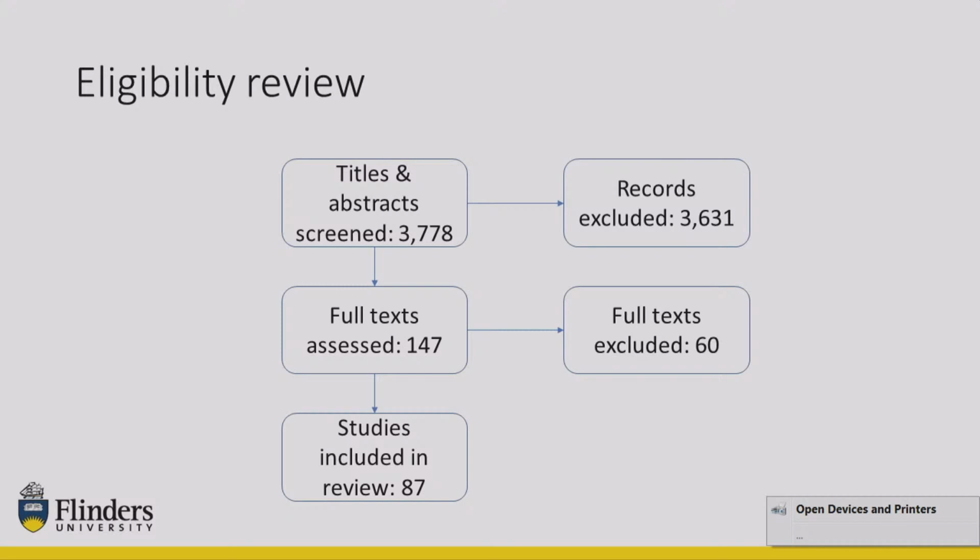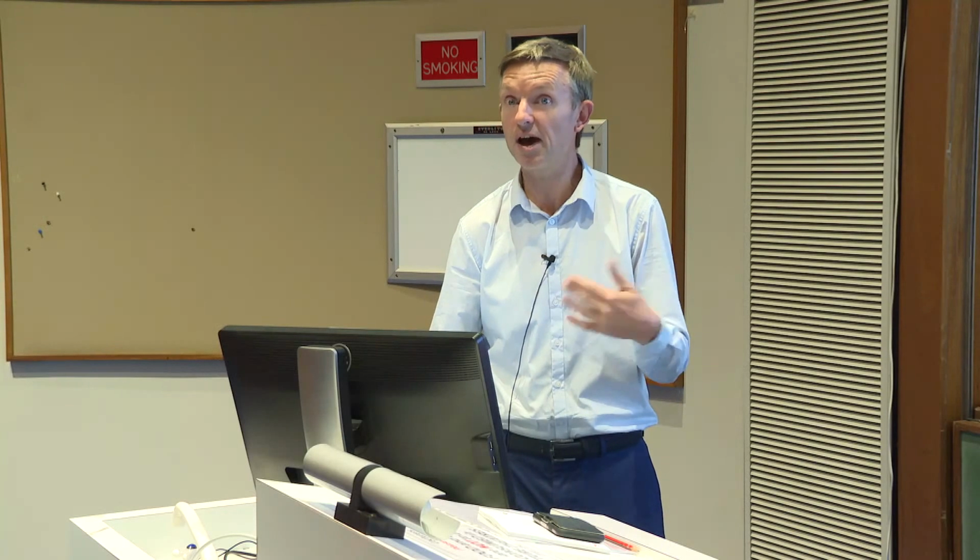When we looked at the full papers for those 147, we managed to exclude another 60. So we're left with 87 full papers that are giving us some useful information on the effects of an intervention to prevent hospital-acquired hypoglycemia.